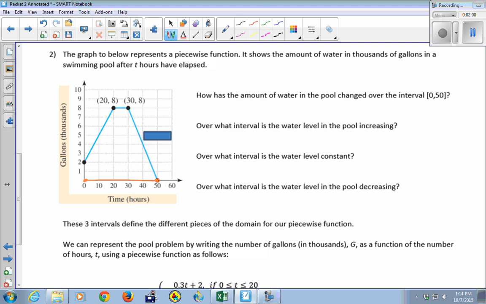Can you tell me a story about the water in the pool? Sure, yeah. They filled it up. It stayed steady for about 10 hours, right? And then maybe the liner broke and then it all spilled out. Yeah, good. So it filled up, and then it was constant for a little while, and then it emptied.